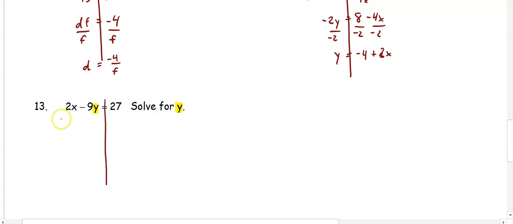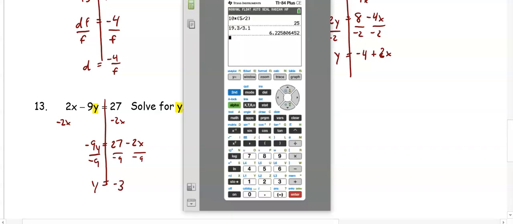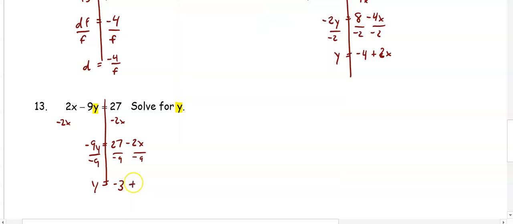In number 13, first we would subtract 2x from both sides. Negative 9y is equal to 27 minus 2x. When we divide by negative 9, y equals negative 3. In our calculator, negative 2 divided by negative 9 is a decimal. So we hit math, enter, enter, and that is going to become plus 2/9 x.